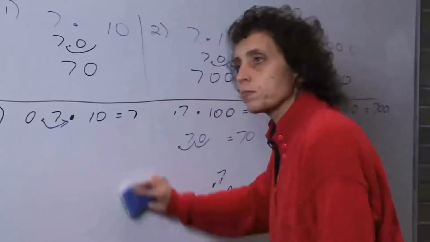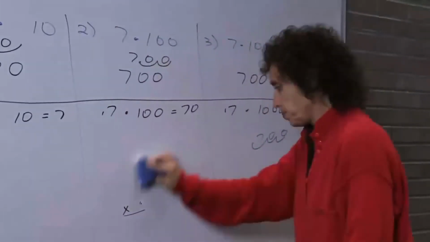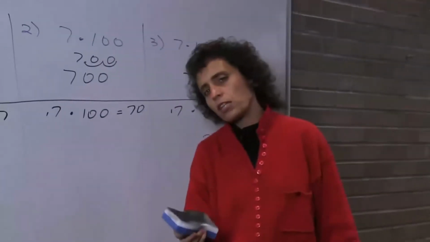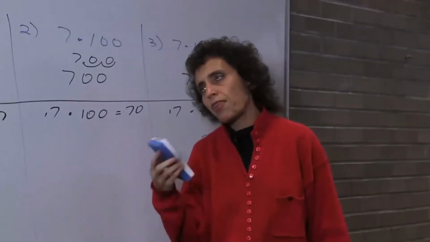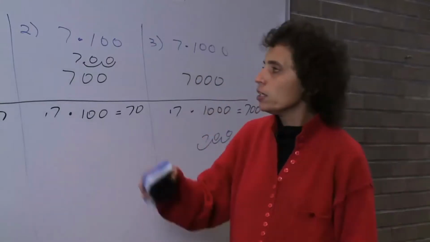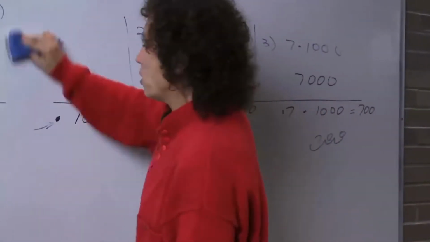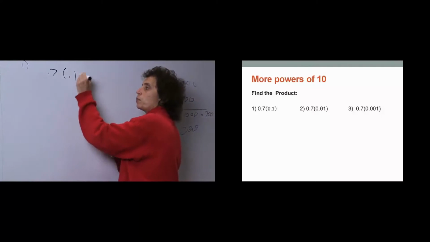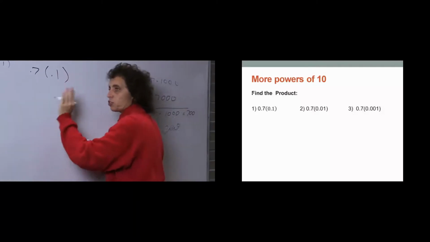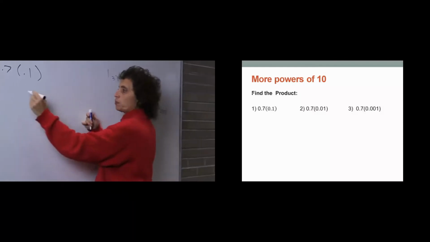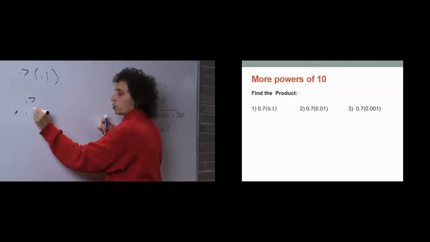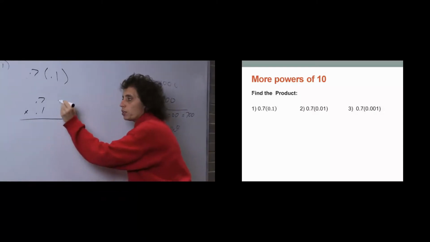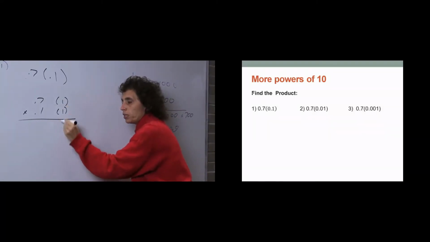Now, let's take a look at this next thing. We just talked about multiplying by powers of 10 when the powers of 10 look like this: 10, 100, 1,000, 10,000, 100,000. What about when the powers of 10 look like this? 0.7 times 0.1. I'm taking the zeros out for a second just to show you something. 0.7 times 0.1.